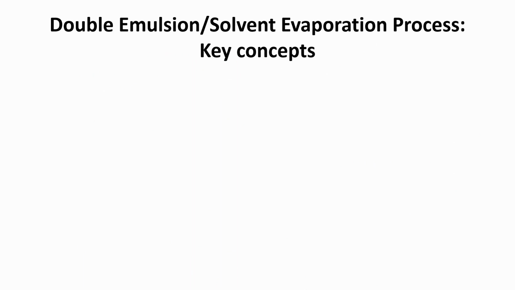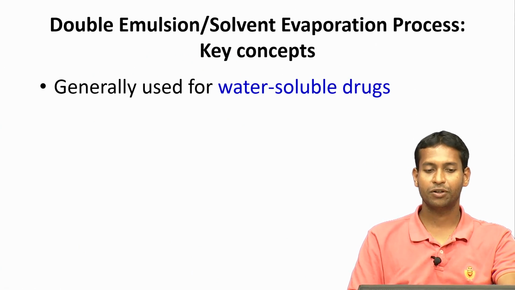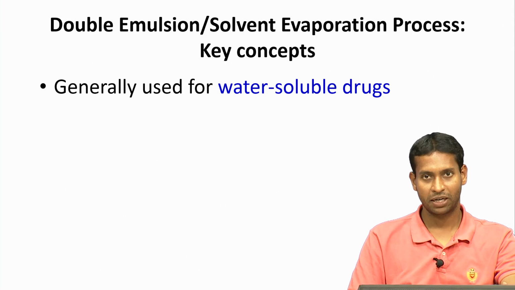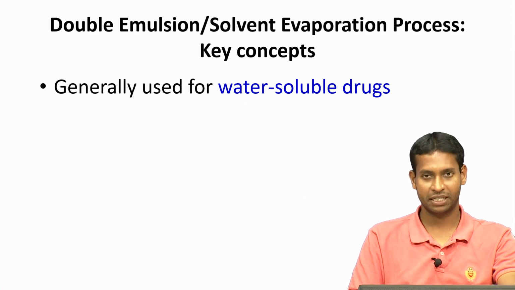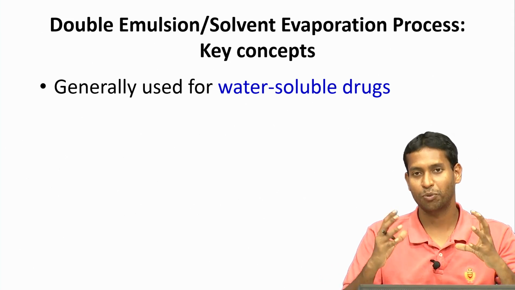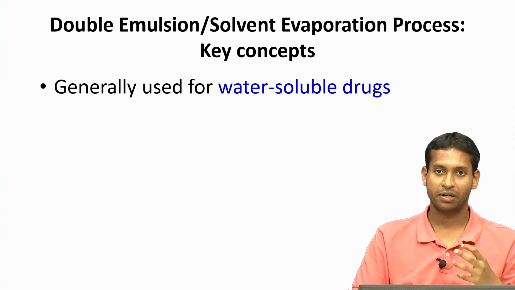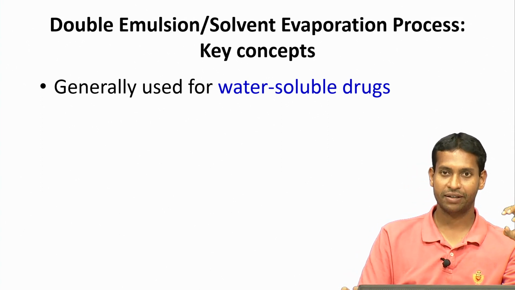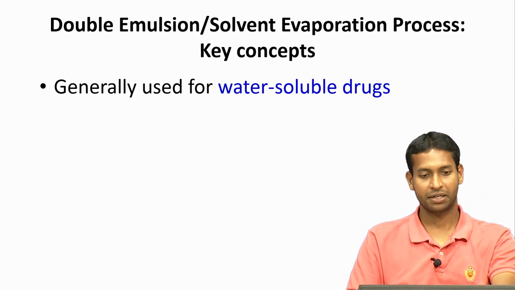So, let us talk about some of the key concepts from this double emulsion process. Again, as I said, it is generally used if you want to encapsulate water soluble drugs. If you are looking for drugs that are only going to be hydrophobic, then the single emulsion is the best way to go about it. It is simpler, and you get a lot more area or volume in which you can encapsulate your drug. But if you want a water soluble drug, then you want to create some sort of a cavity where the water phase can reside, and that is where your drug will get encapsulated.